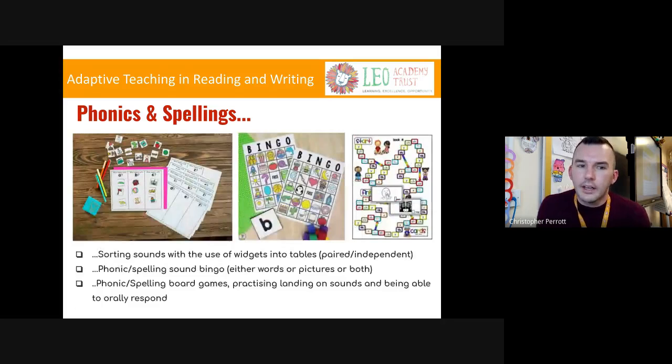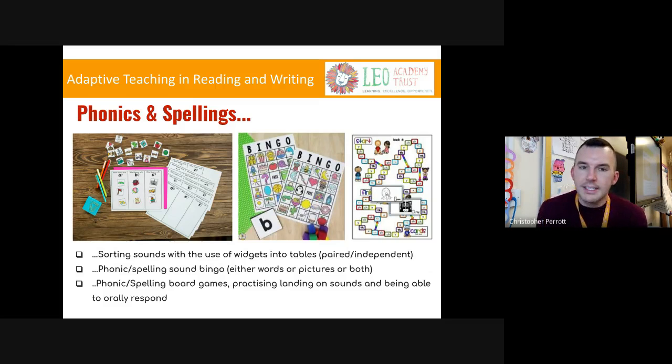Another kind of quick activity is sorting sounds into tables as well. So again, choosing your sounds, giving them pictures, and they have to organize what those pictures or sounds could be. This can be both paired and independent. Again, if you want to reconsolidate a sound or you want to check whether a child has understood that sound, you could give this as an after activity to see what they can remember. It's also quite a nice morning activity when they come in. It's there for them to do. They can pick it up and they can start practicing those sounds before going into that lesson as well.